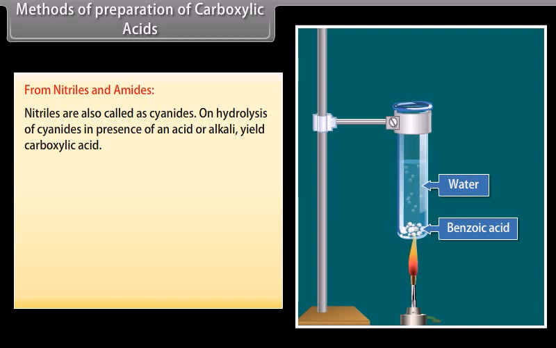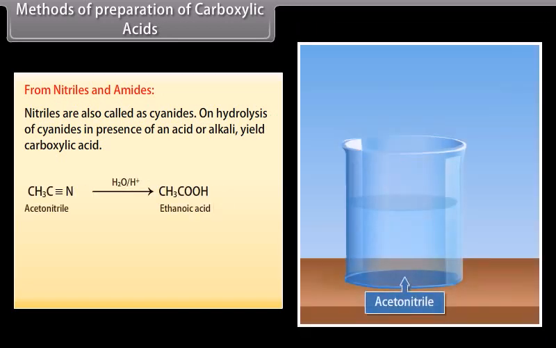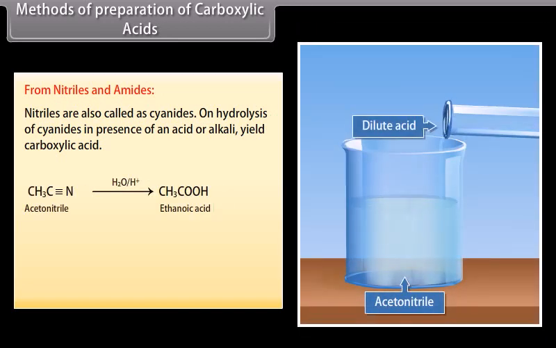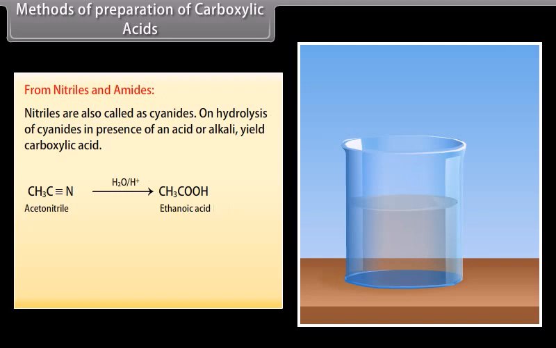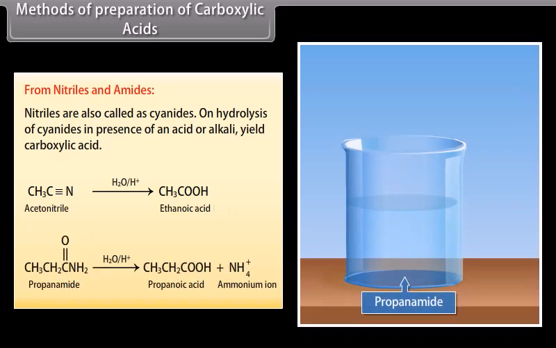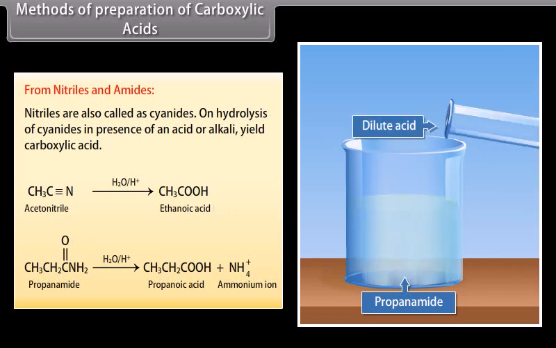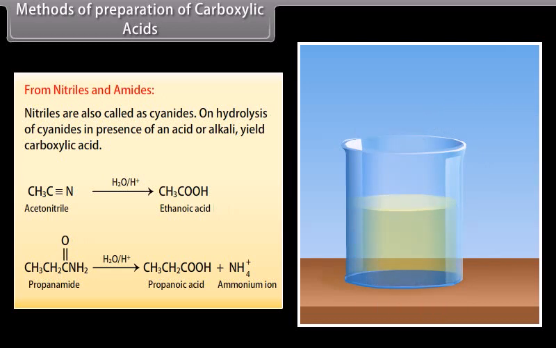Hydrolysis of cyanides in the presence of an acid or alkali yields carboxylic acid. Hydrolysis of acetonitrile in the presence of an acid forms ethanoic acid. On hydrolysis of propanamide in the presence of an acid, it forms propanoic acid and ammonium ion.